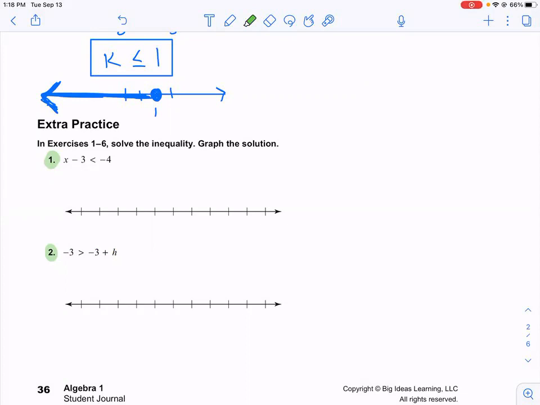When you have an answer to both, I want you to check in with your brand new elbow partner to see what they got for their answers.